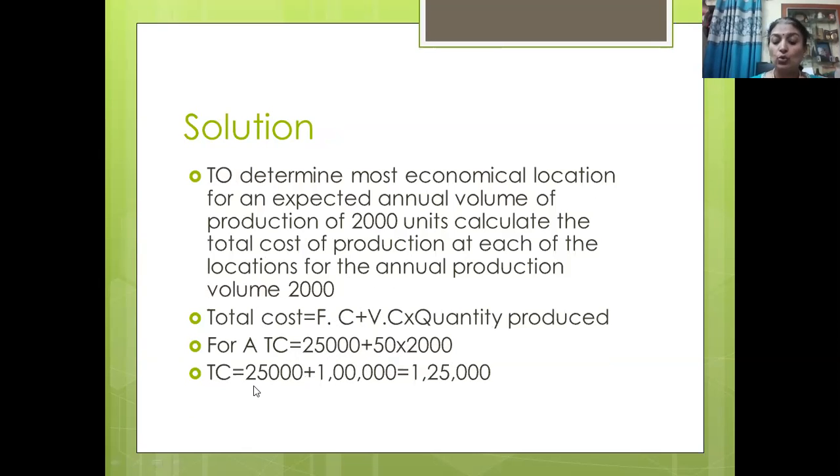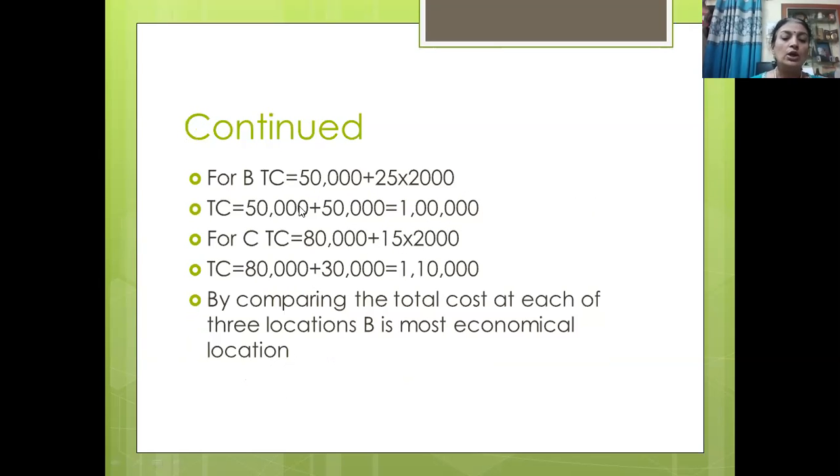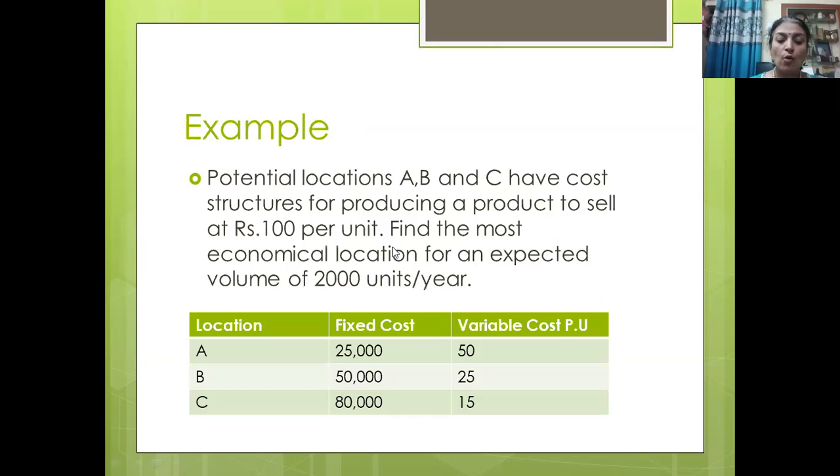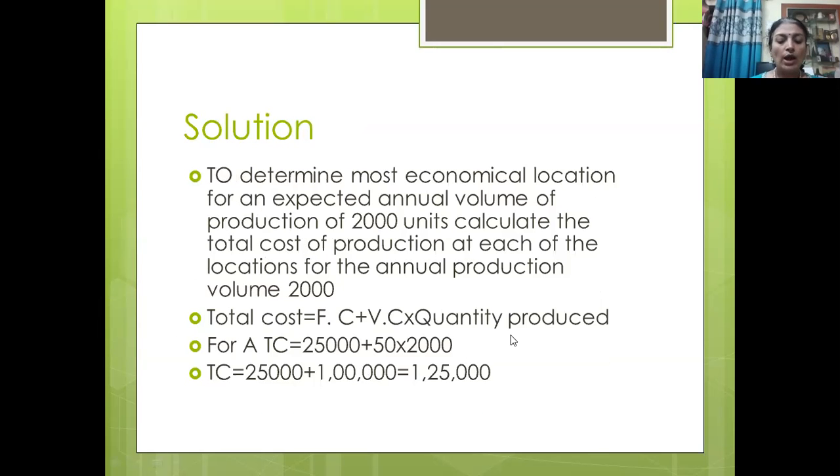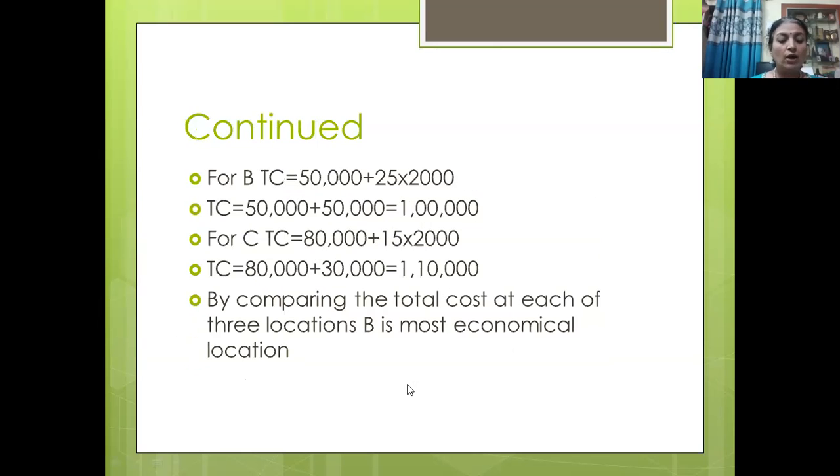In the same way, we should go with B also. Total cost is, from where we have taken this 50,000? That is from the chart. See here, for location B, fixed cost is 50,000. Volume we have to take. So here we have taken the 50,000 and 25 rupees per unit into 2000. That is again 50,000. 50,000 plus 50,000. Total cost is 1 lakh for B.